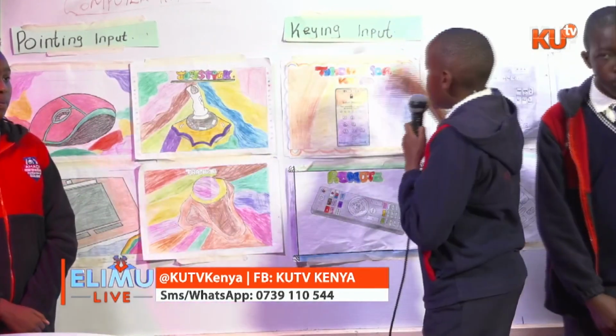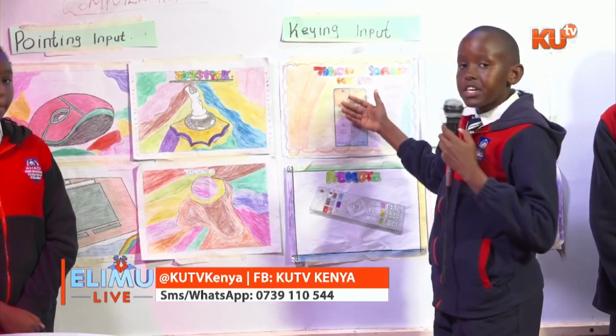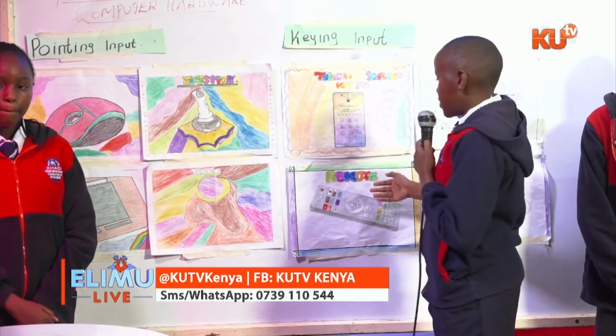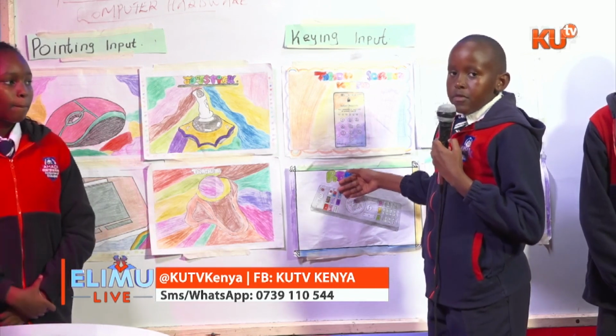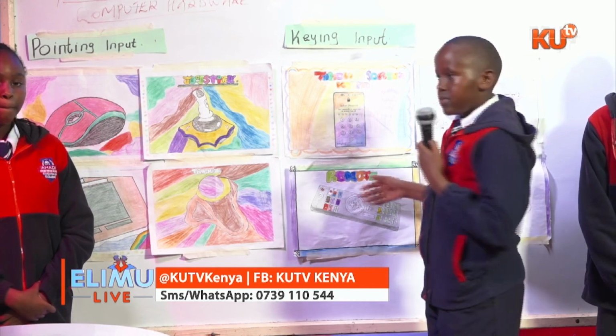In summary, these are the keying input devices. First, we had the touchscreen keypad, which helps the user to directly interact with a mobile device. Secondly, we had the remote, which is mainly found in your homes. The function of the remote is to increase or reduce the volume and change channels on your TV.